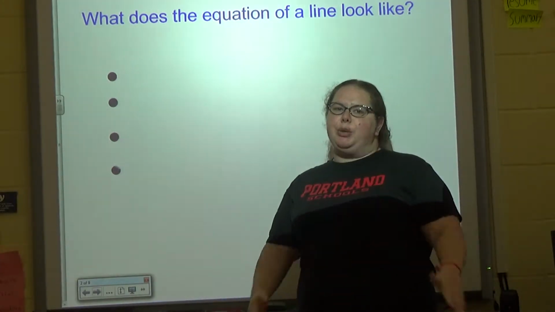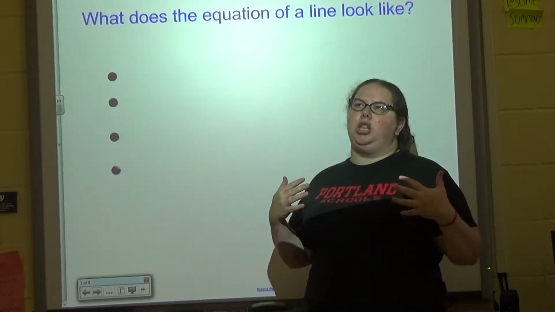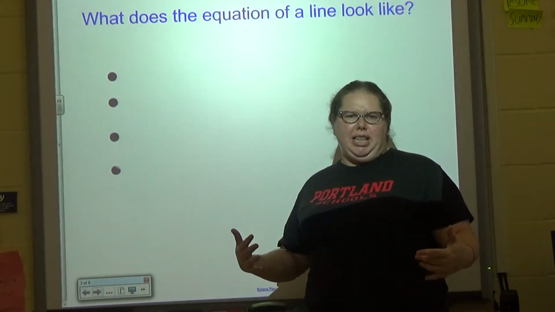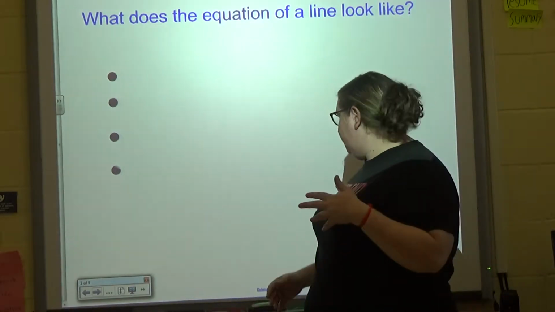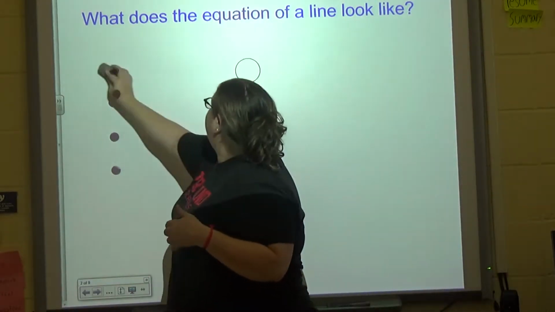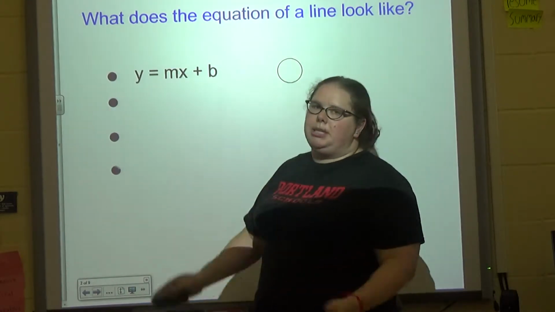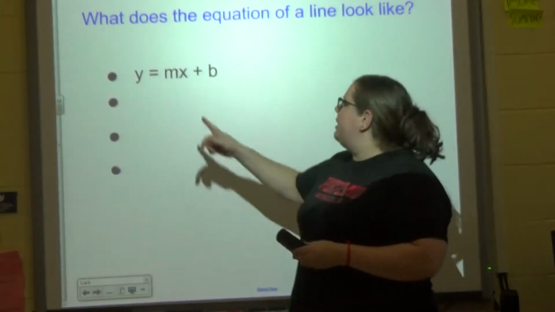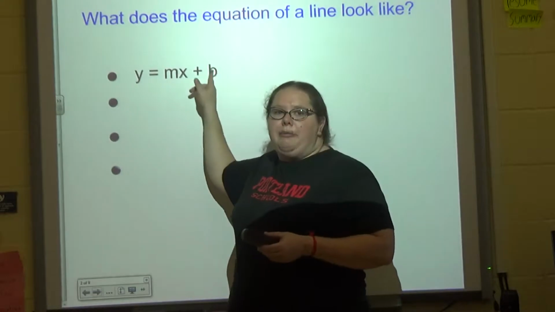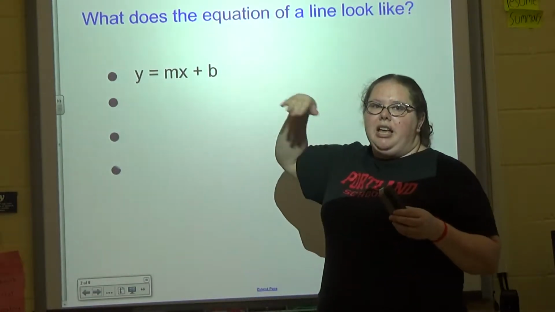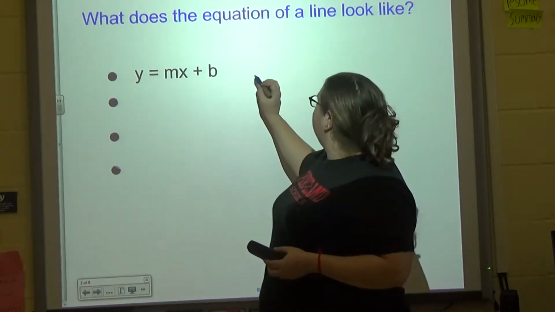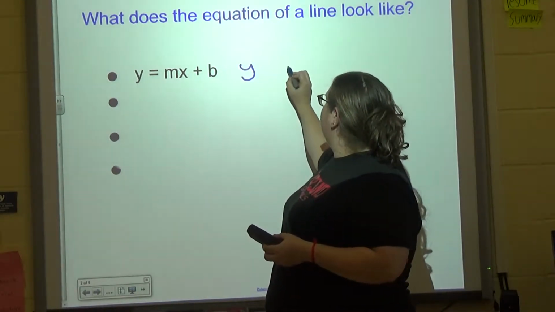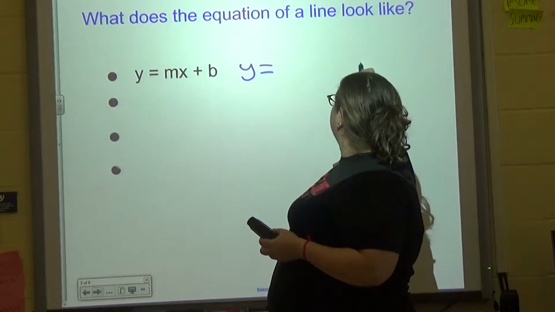Alright, so what does the equation of a line look like? I like to go over this with my students because lines can look very different to them, even though they're all the equation of a line. There's lots of ways to write it. So the first one is y equals mx plus b. That's the most common. X and y are in the problem, m and b are slope and y-intercept. They're numbers. So for example, y equals 2x plus 5.